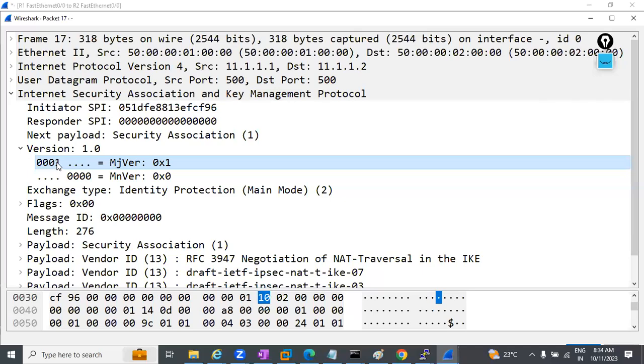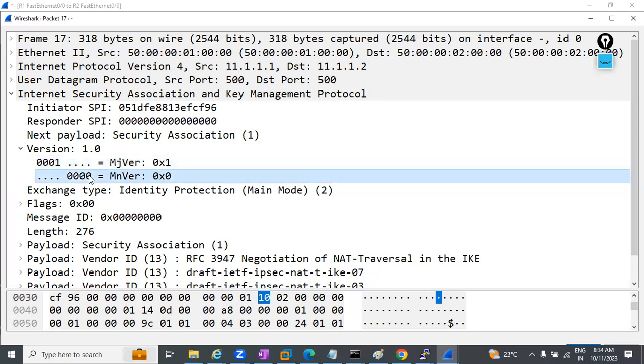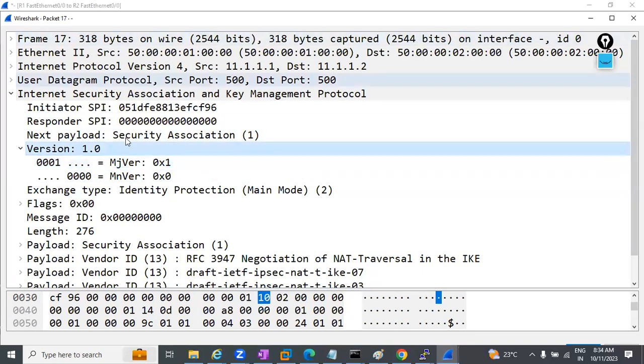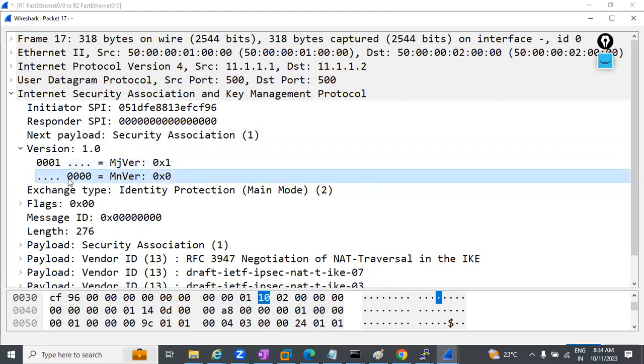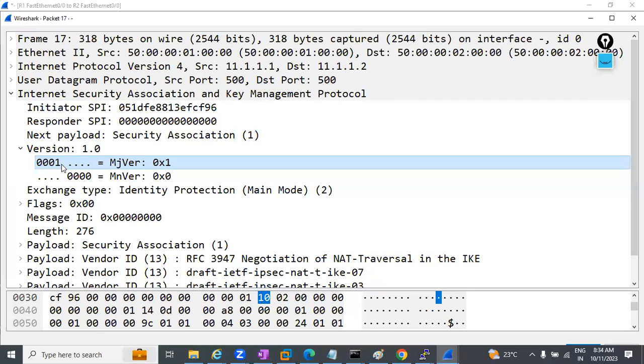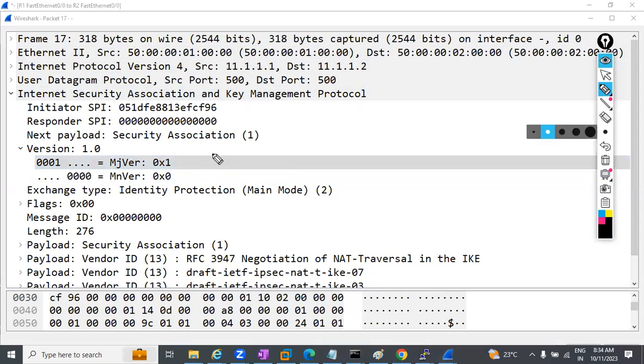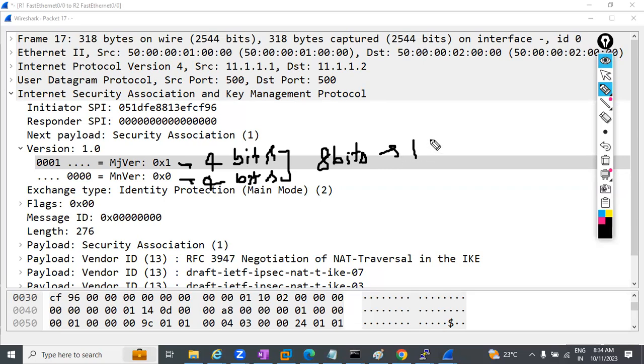The size is 4 bits only, right? That is the reason we are using 4 bits. 4 bits are for this and 4 bits are for this, so overall it is 1 byte, but internally it is divided into 2 parts. The first is the minimum version of 4 bits and the second is the major, or maximum, version of 4 bits. So in total it becomes 8 bits, which is 1 byte here.